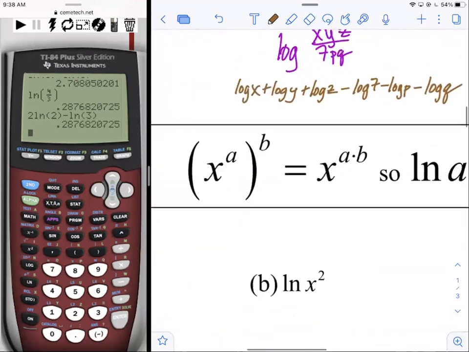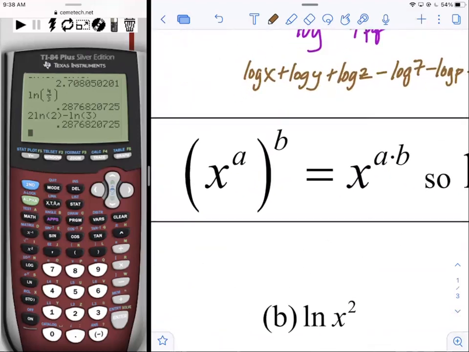The last one, let's look at the exponential rule first. When you raise a power to a power, that's called exponentiation, right? What do we do with those? We multiply them, right? So exponentiation turns into multiplication. It comes down one rung on the operational ladder.